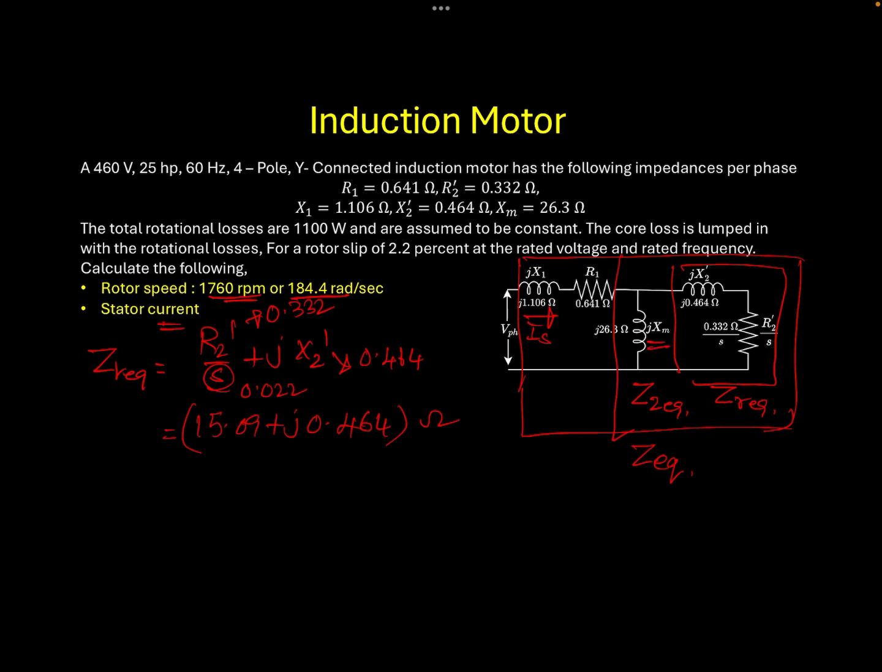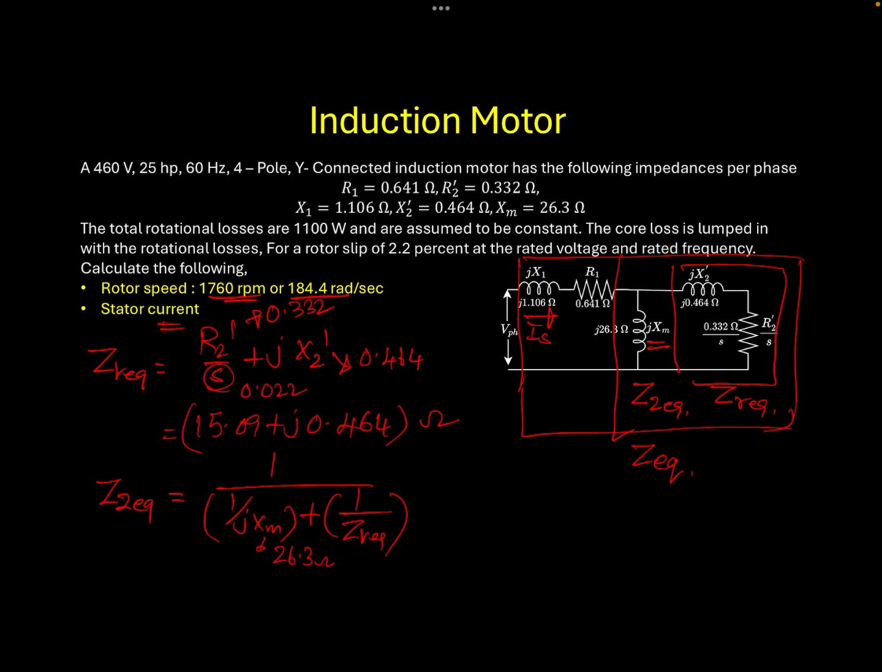The resultant is what we call Z2 equivalent. So if you want to get the value of Z2 equivalent, it is 1 upon the value of jXM plus 1 upon the value of ZR equivalent. We know the value of XM is 26.3 ohms. And we also know the value of ZR equivalent, that's what we calculated now.